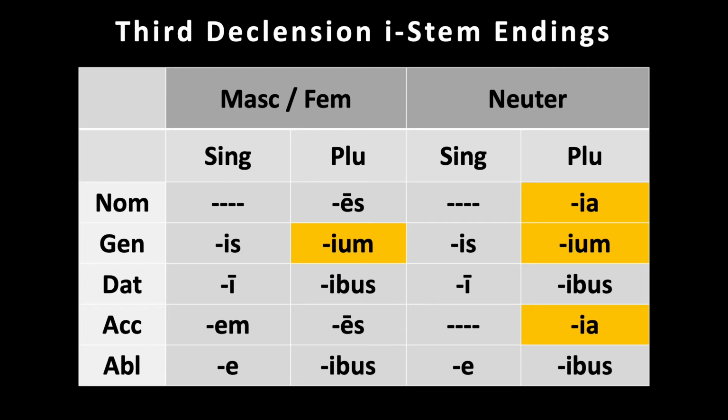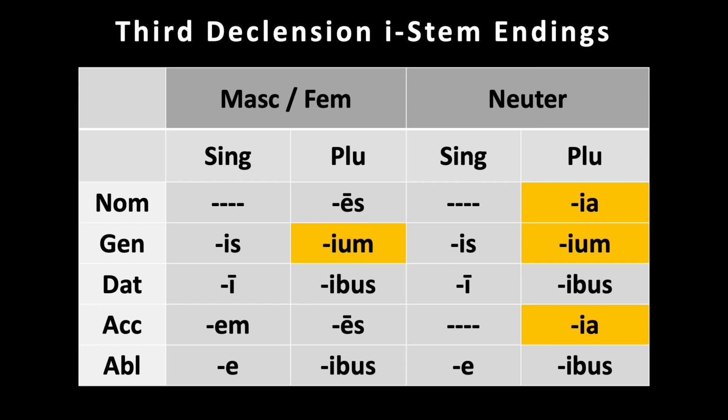Now, there's no real secret to figuring out whether a third declension noun is a regular third declension noun or if it's an I-stem noun. Just as you have to memorize the gender for third declension nouns, so you'll also have to memorize which nouns are I-stem nouns. On your vocabulary list, both the gender and a lowercase I for I-stem nouns will be found in parentheses after the word itself.